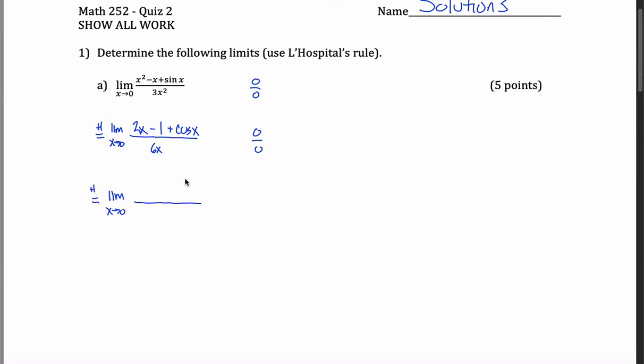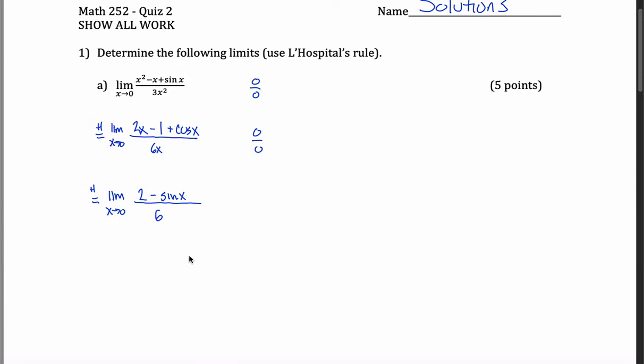Same logic, taking the derivative of the top and the bottom. Bottom's easier. The derivative of 6x is just 6. For the top, the derivative of 2x is 2. The derivative of this constant is 0. And the derivative of the cosine of x is the negative of the sine of x. So L'Hopital's rule tells me that this limit is equivalent to this limit, which we already know is equivalent to the question that was asked.